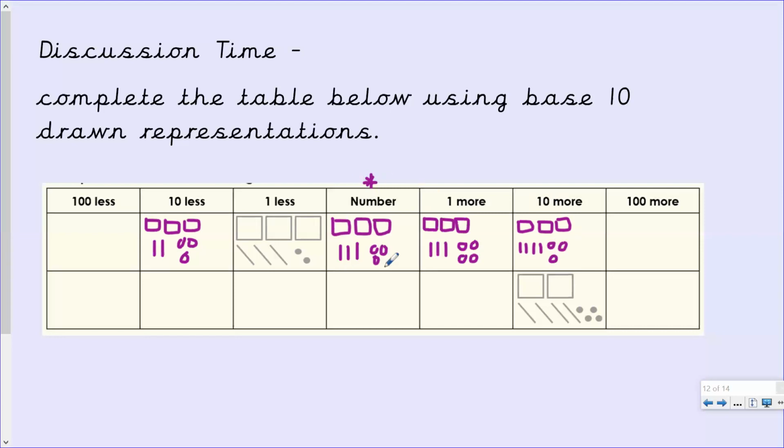Okay, now let's look back at our number. I want 100 less. So which column would be affected? Hundreds, tens, or ones? My hundreds column would be affected, and I need 100 less. So I would need to take one of the hundreds away. So now I would be left with 200. Would my tens be affected? No, because I'm taking 100 less away. So I would still have 3 tens, and my ones would also stay the same.